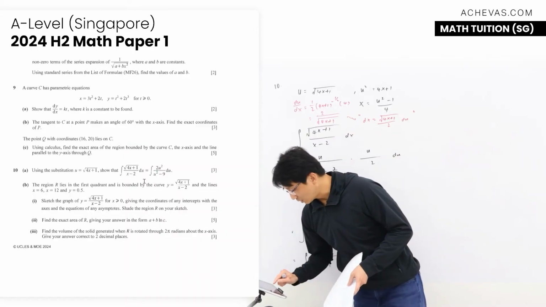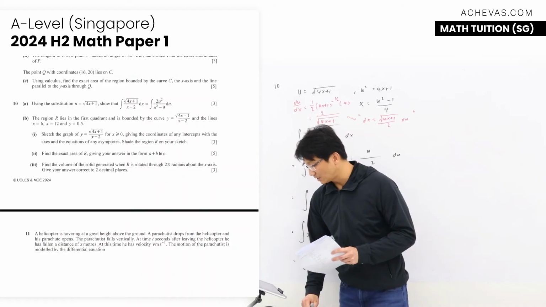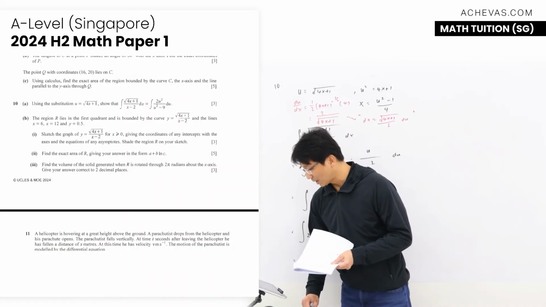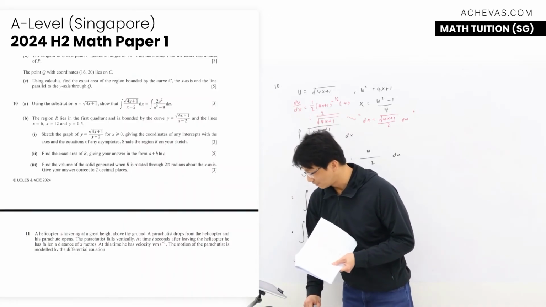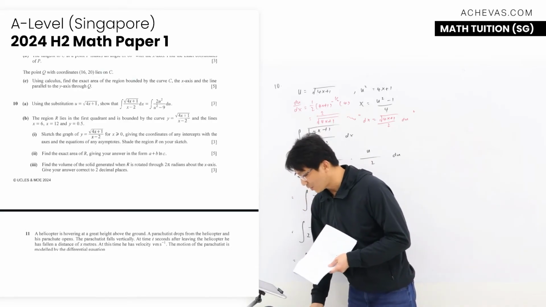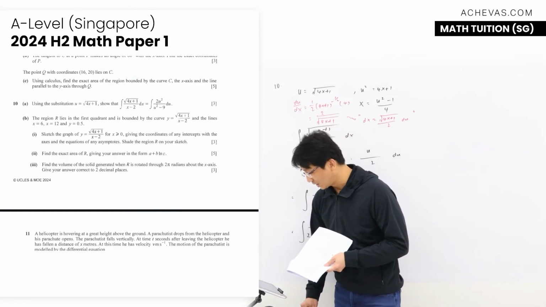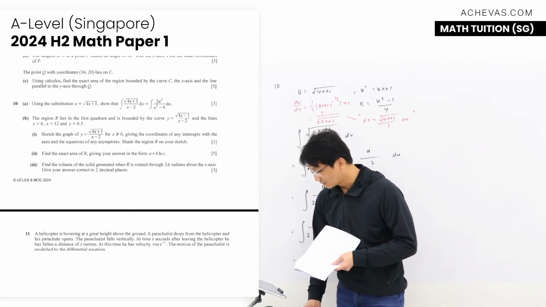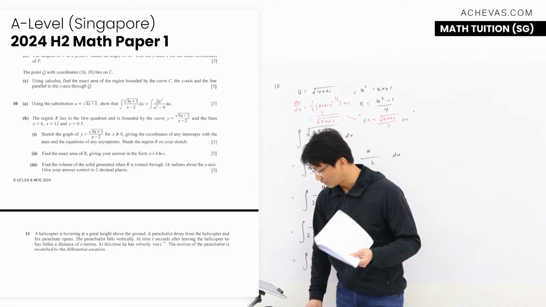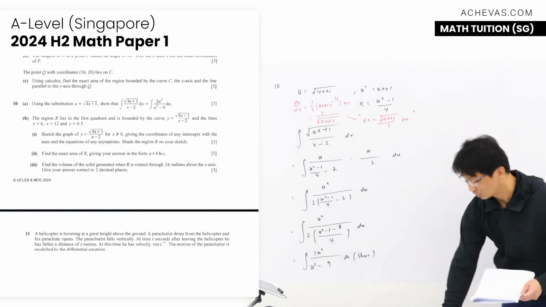Alright, as for part B of the question, it says that the region R lies in the first quadrant and is bounded by this curve and the lines x equal to 6, x equal to 12, y equal to half. We are supposed to sketch this, giving the coordinates of the intercepts and some of the critical features like equations of asymptotes and so on. I'm going to use my GC to sketch this particular graph.